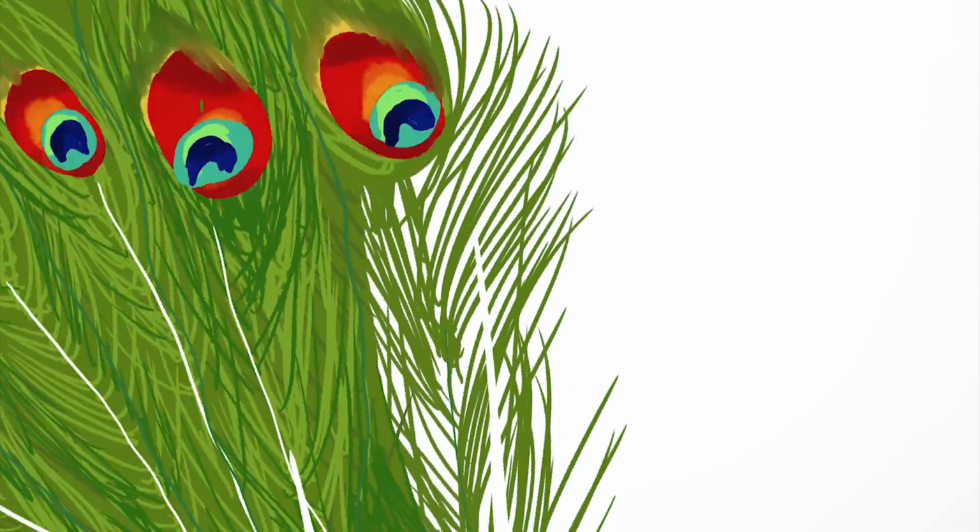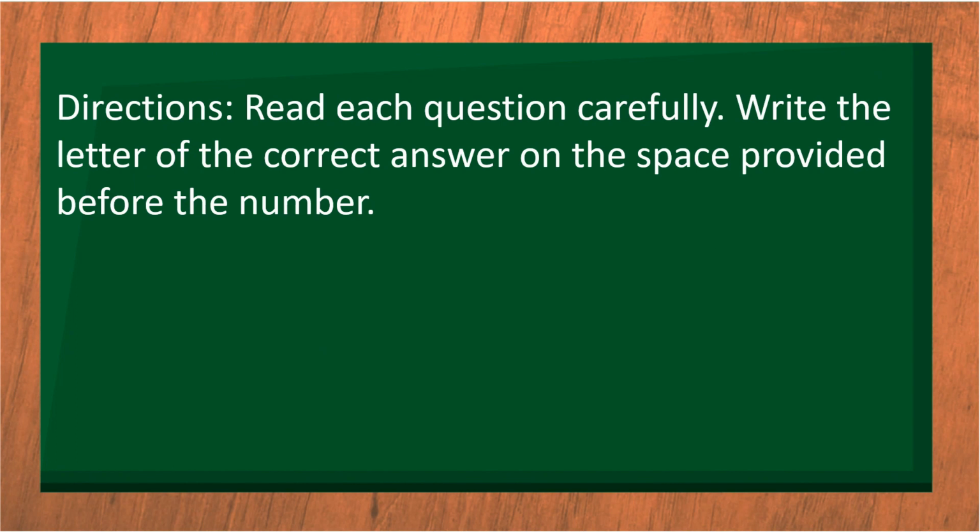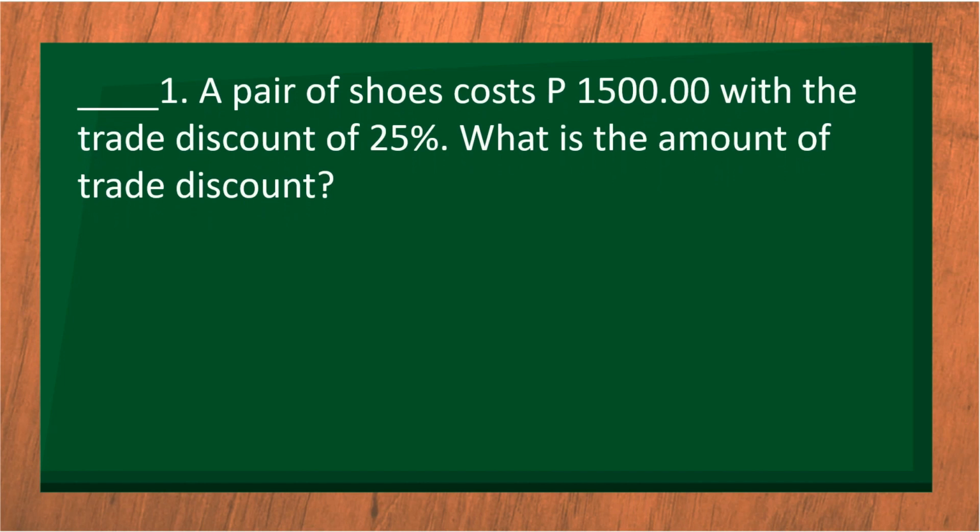As we end our episode, we need to test your skills if we have really attained our learning objectives. Let us now have a short quiz. You can also use your learning activity sheets and join us in answering the Let's Assess part. A pair of shoes cost 1,500 pesos with a trade discount of 25%. What is the amount of trade discount?